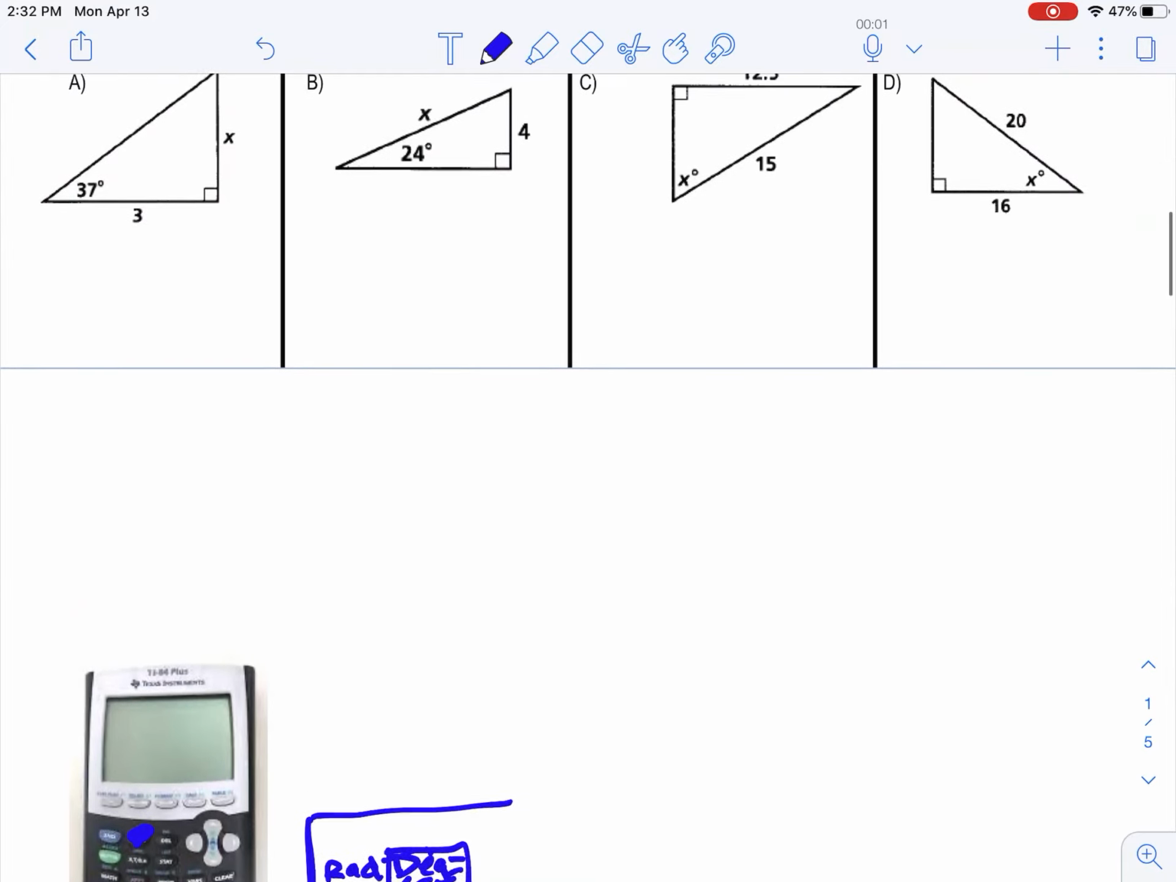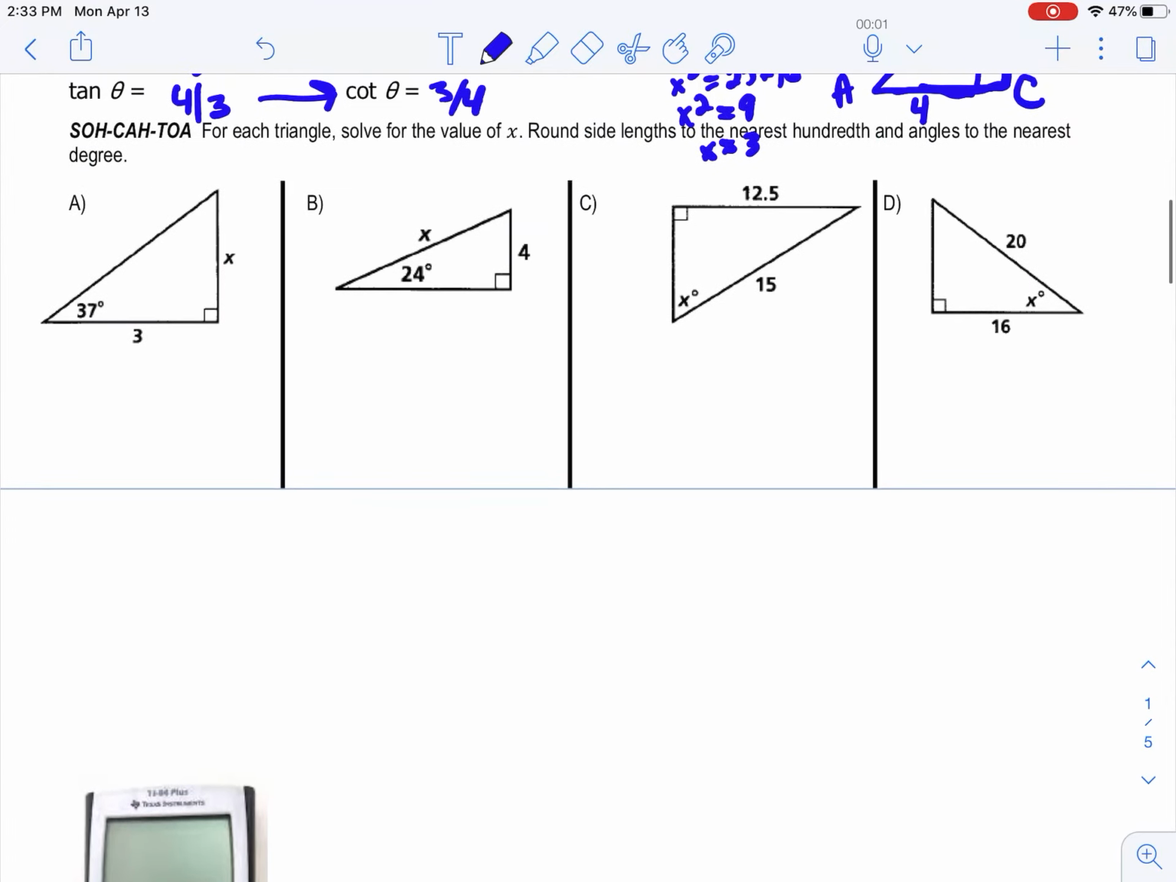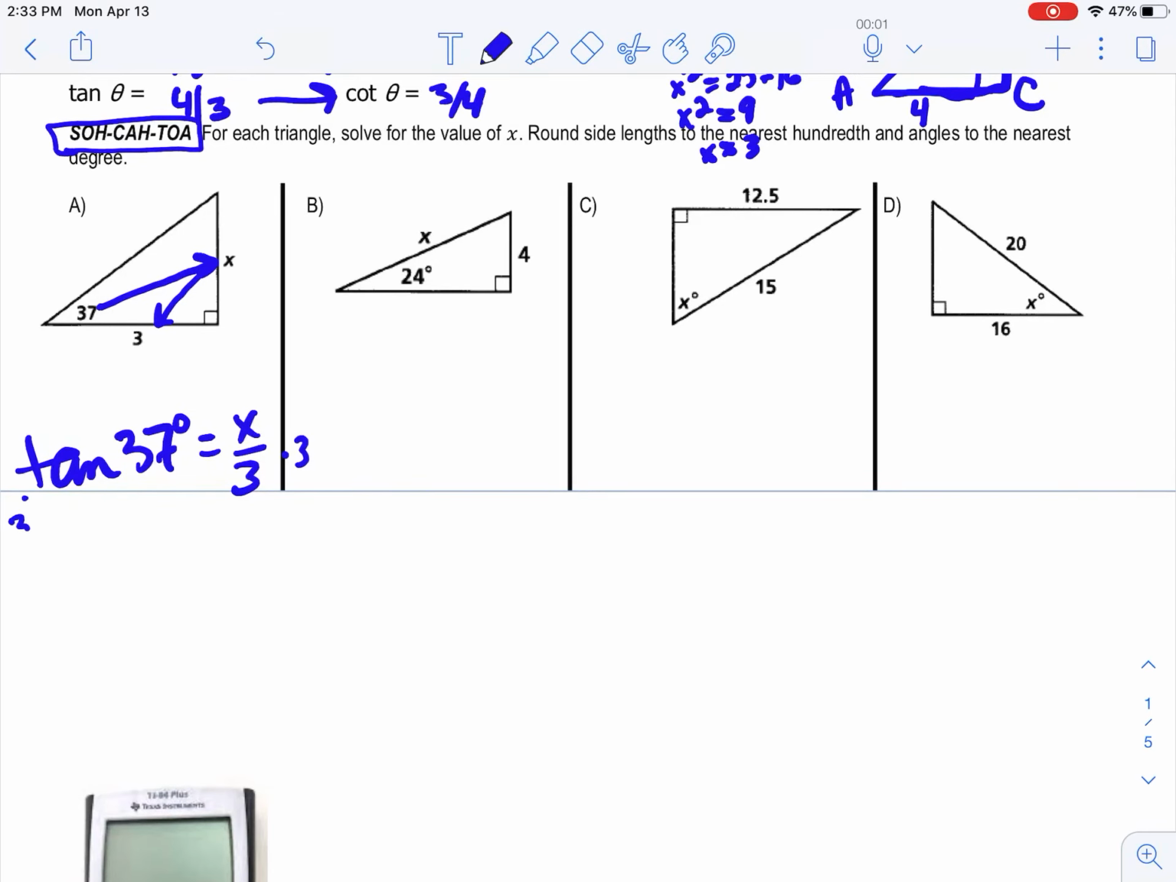Okay? All right. So now when we look at this triangle, again, we're going to use SOHCAHTOA to figure out the relationship in my triangle. So I have an angle and I have opposite, adjacent. So this one is tangent. So tangent of 37 degrees equals x over 3. I need to multiply by 3 on both sides to get that x by itself. So I have 3 tangent of 37 degrees equals x.